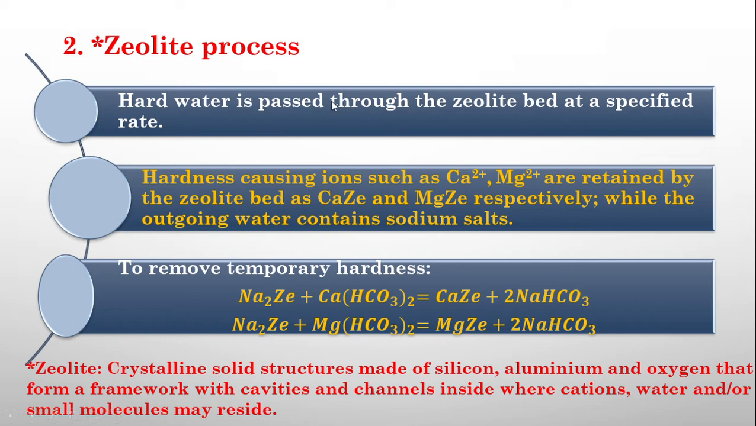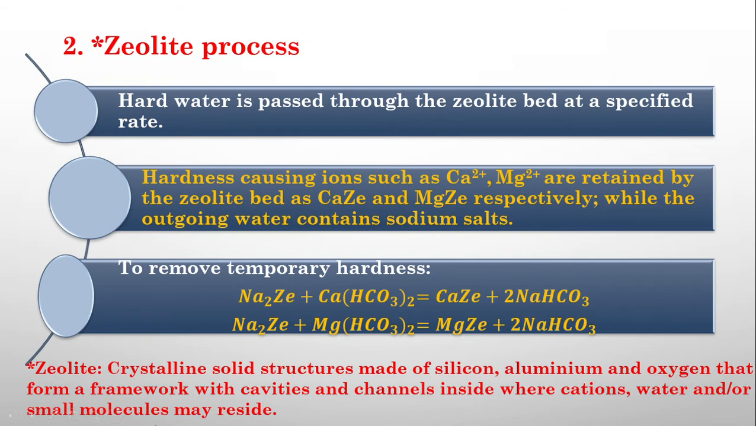Then what will happen is calcium and magnesium ions are retained on this zeolite bed. They react with the zeolite to form calcium zeolite and magnesium zeolite, which can be easily removed by sedimentation. So this is the process occurring while we are doing the zeolite process.